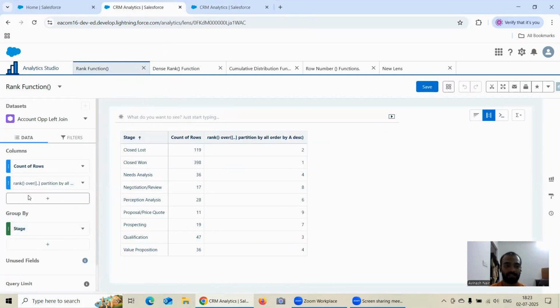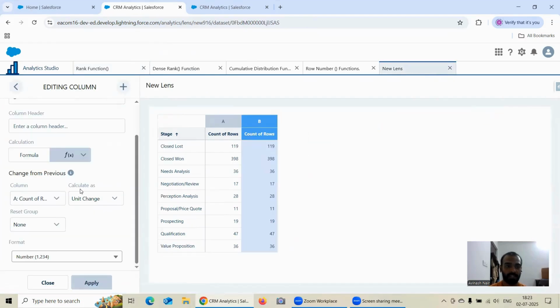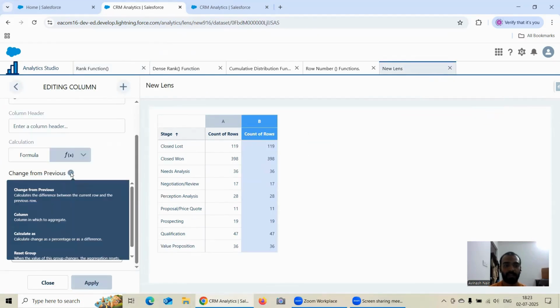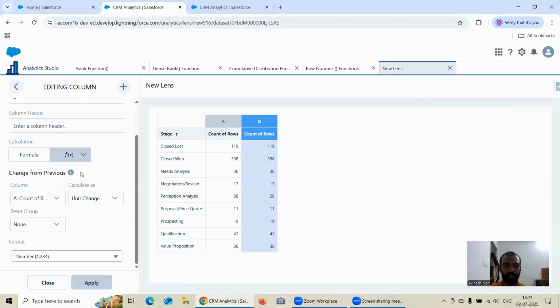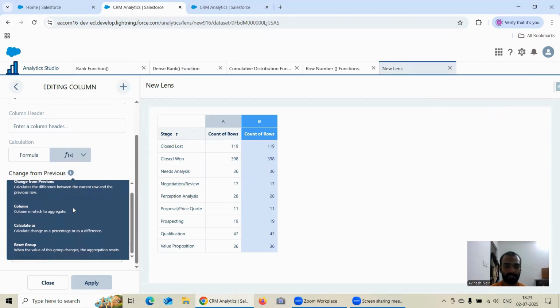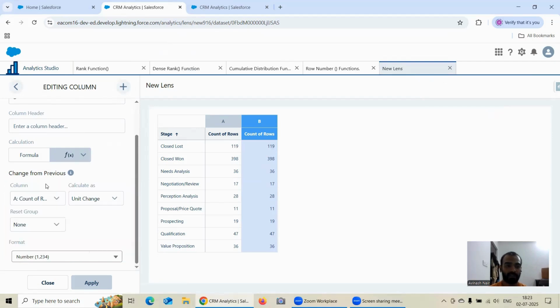Now let's understand this one. It is change from previous. What happens with change from previous? It calculates the difference between the current row and the previous row. After that, it calculates the change as a percentage or the difference, and when the value of this group changes, the aggregation resets. So for example, here your count autos, here your unit change, right?